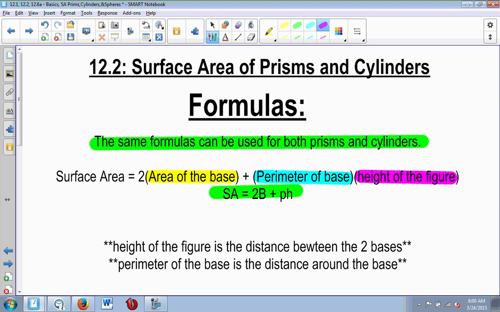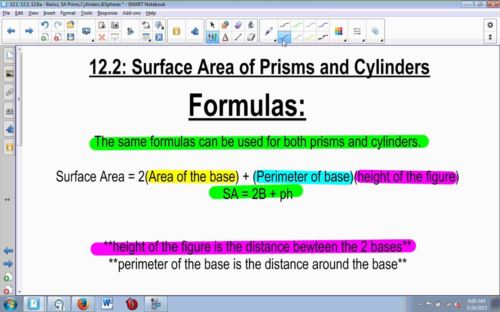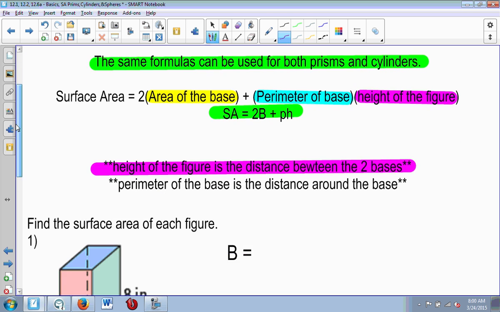Very important to know is that the height of the figure is the distance between the bases of the figure. It's not necessarily how tall the figure is. It's the distance between the bases of the figure, not necessarily how tall the figure is. And you'll see what I mean by that when we get into a couple of examples where the height of the figure is not how tall it is. So let's do our first one.